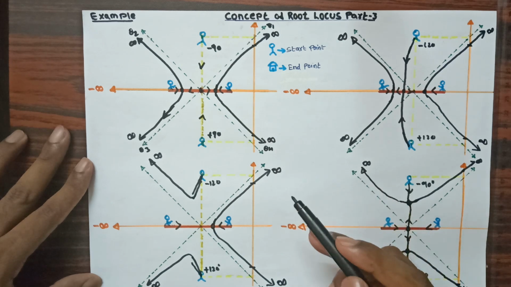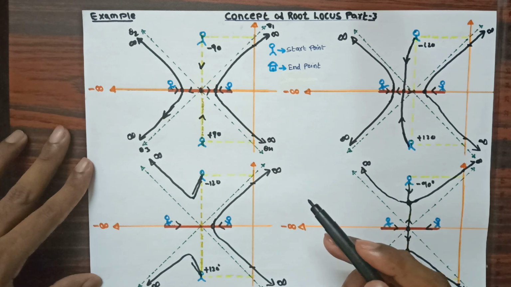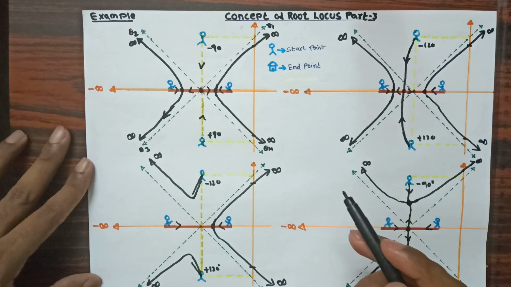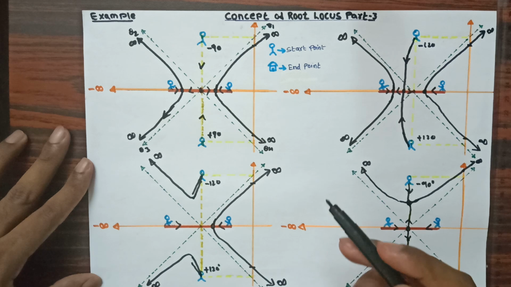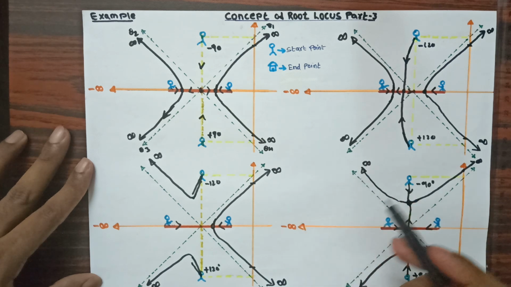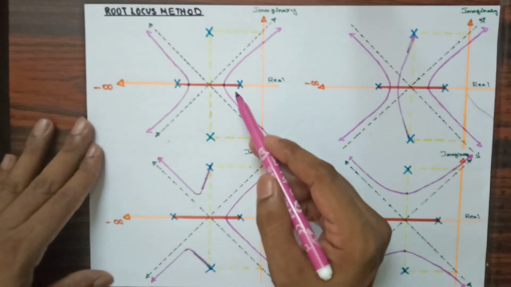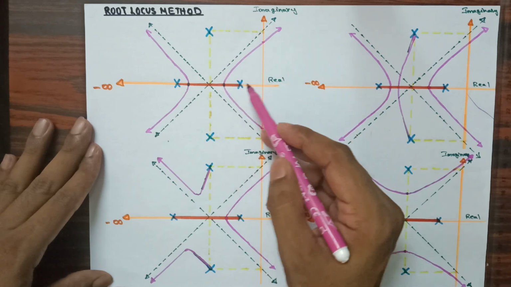Now this general example we are going to compare with the root locus method. That is, we are going to replace persons with poles and the hut we are going to replace with zero. Now in this I have not provided any hut, therefore in the root locus method also I will not consider any zero value. So let us see how this general example is related to the root locus method.